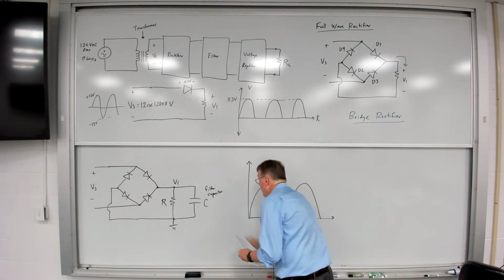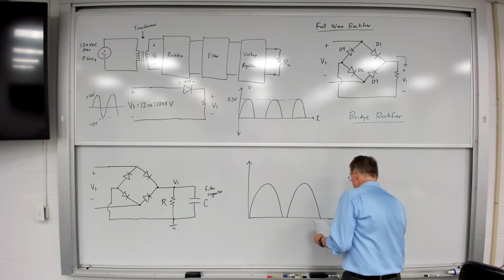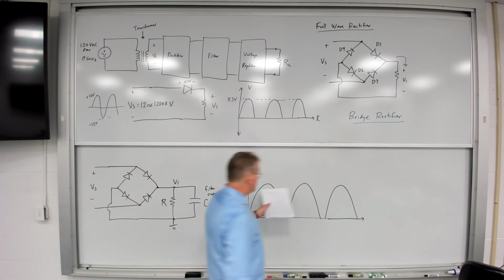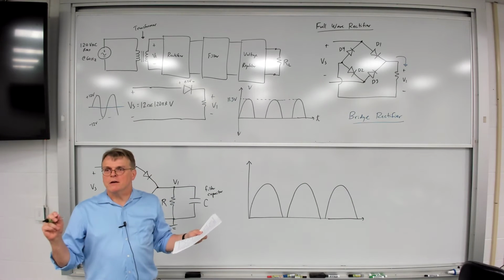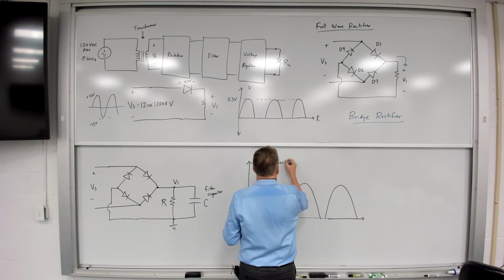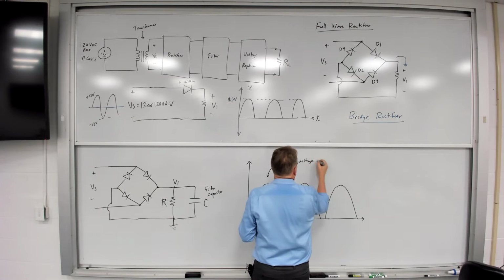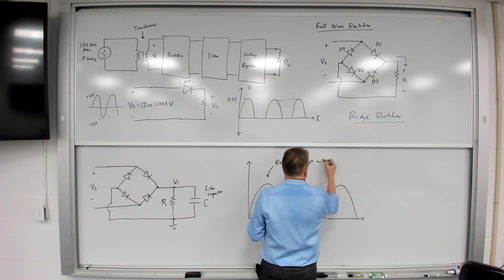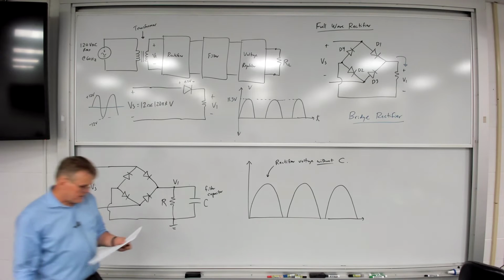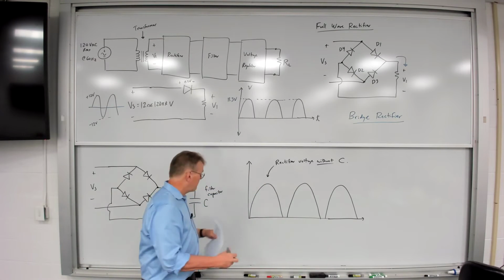I'm going to redraw this voltage from the bridge rectifier. Draw that out. Okay, so this is what we see. This is the voltage without a filter capacitor. Now we add the filter capacitor. What's going to happen? Well, I'm going to just illustrate that with a different color pen here.